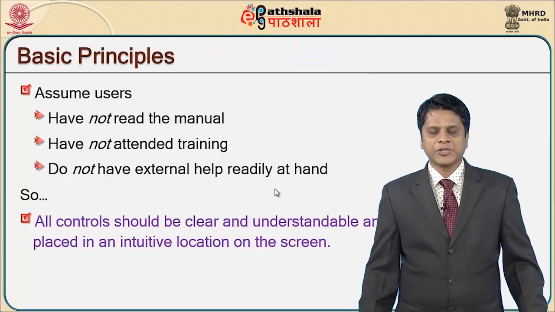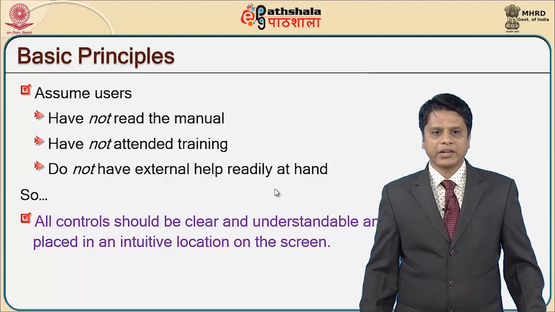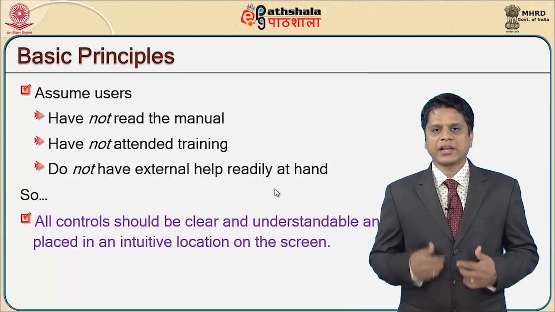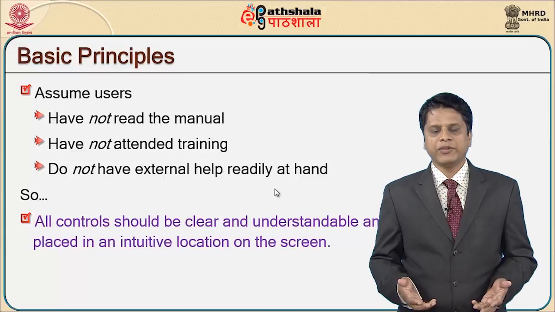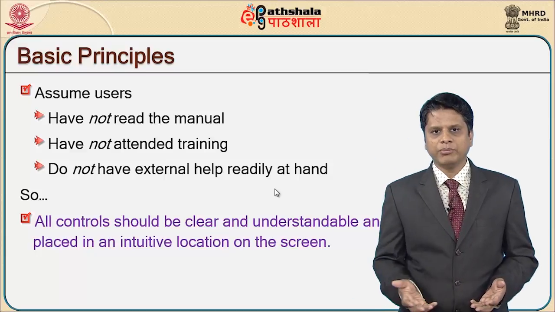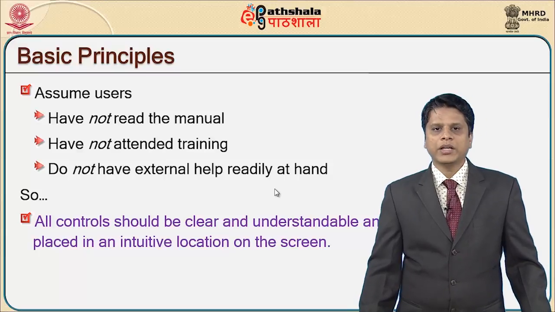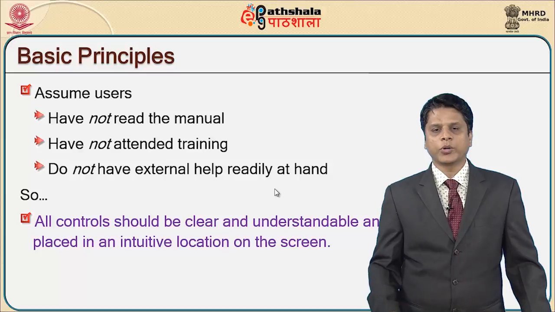So the basic principles when we look at user interfaces are: assume users have not read the manual, have not attended training, and do not have external help readily at hand. Most of us are like that. When we look at a website, we wish to understand most of it from the user interface itself rather than looking at its documentation. So all the controls should be clear and understandable and placed in an intuitive location on the screen.